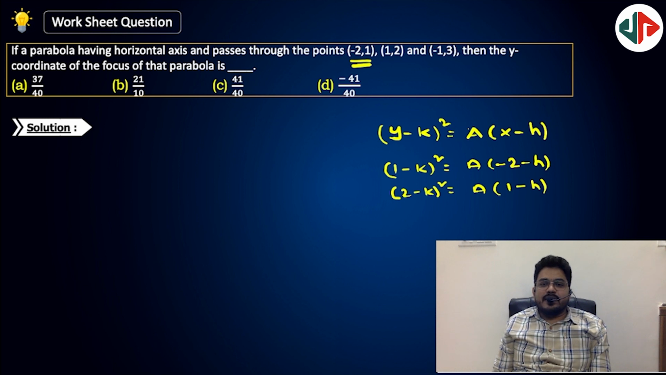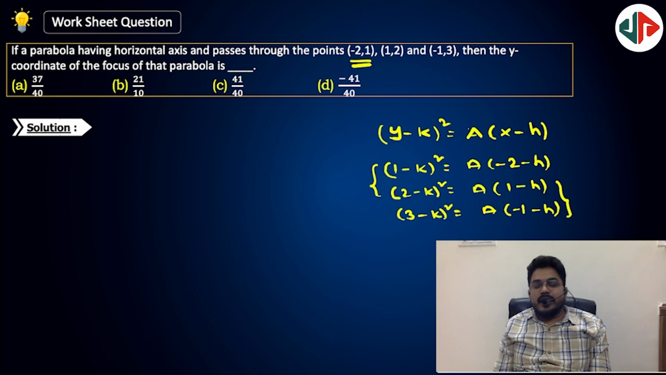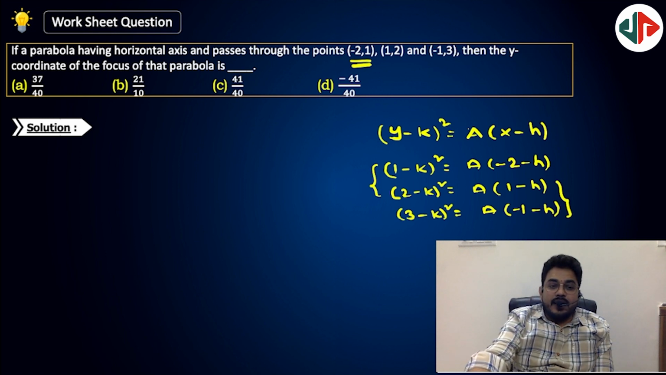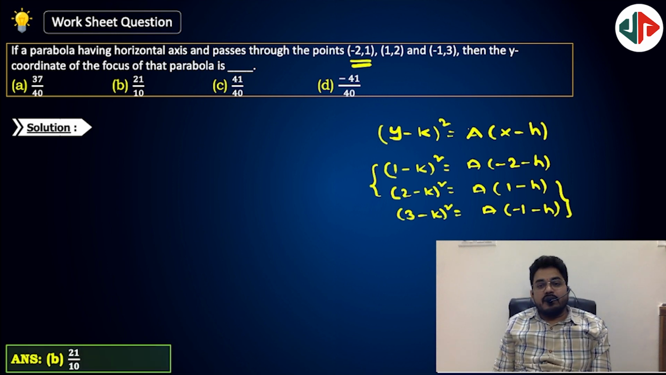Next one is 3 minus k whole square is equal to a times of minus 1 minus h. You take these two, then take these two. A will be eliminated and slowly eliminate h. You are going to get the k value, and the k value is 21 by 10.